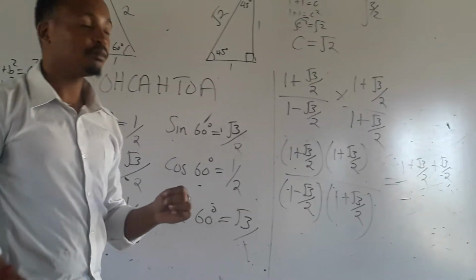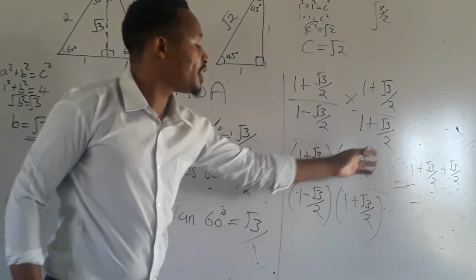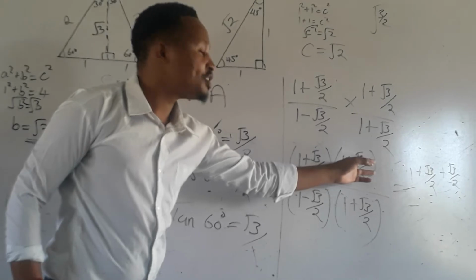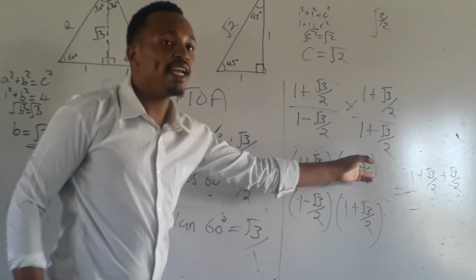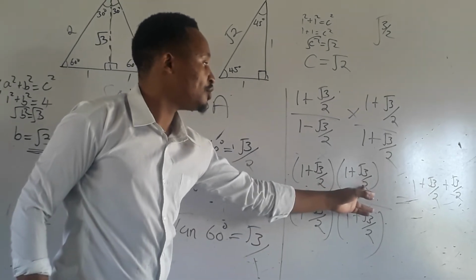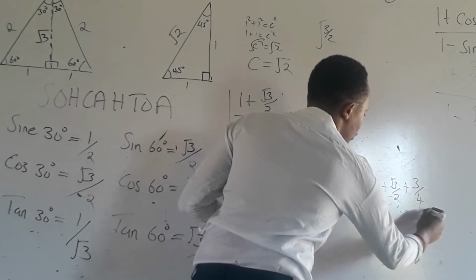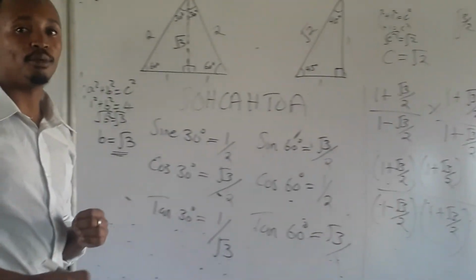Are we together? Yes. Then root 3 over 2 times root 3 over 2. So root 3 times root 3 is root 9. Root 9 is 3. Are we together? Yes. Then 2 times 2 is 4. So it's going to be what? Plus 3 over 4. You may get your concept up.